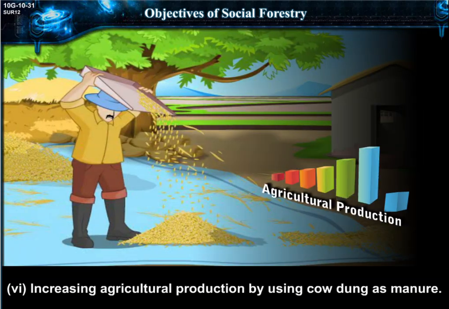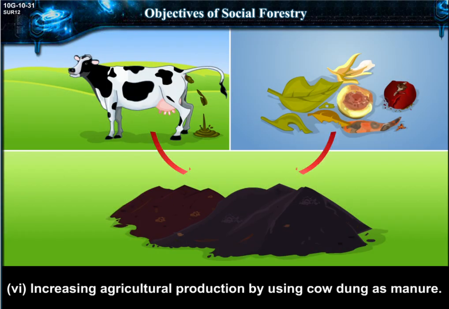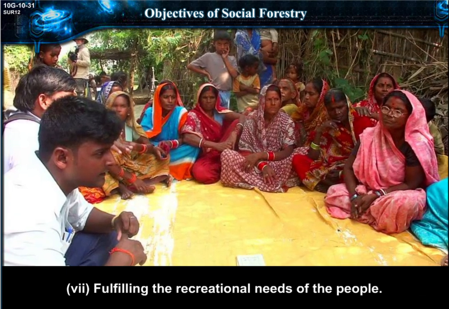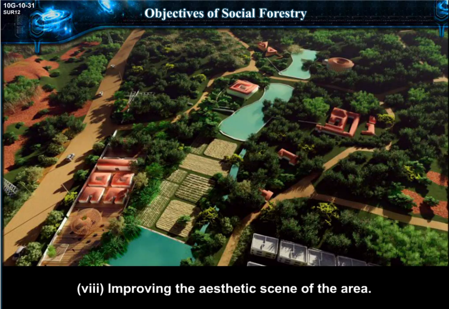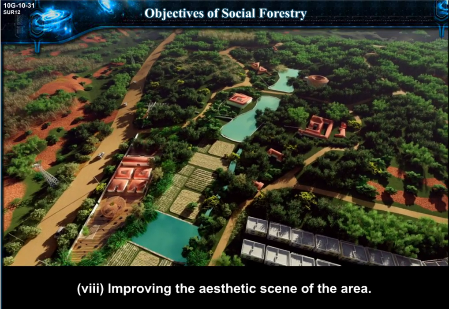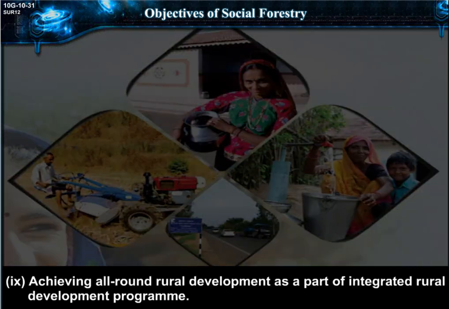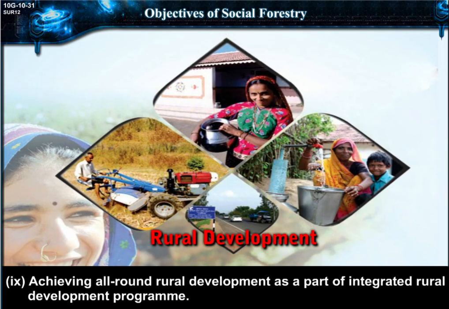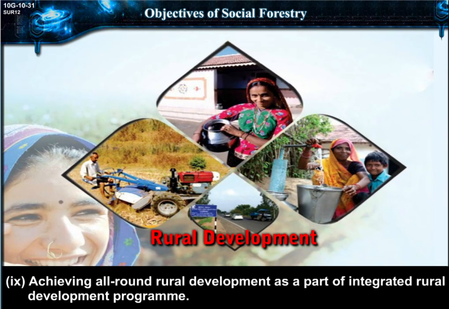Sixth, increasing agricultural production by using cow dung as manure. Seventh, fulfilling the recreational needs of the people. Eighth, improving the aesthetic scene of the area. Ninth, achieving all-round rural development as a part of integrated rural development program.